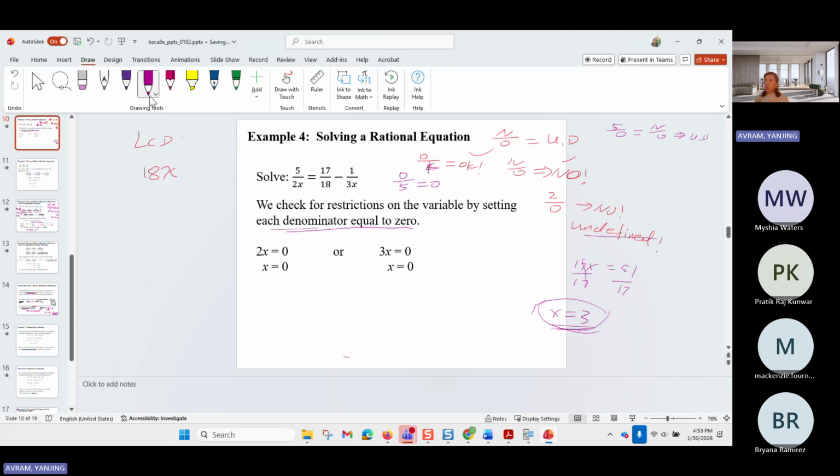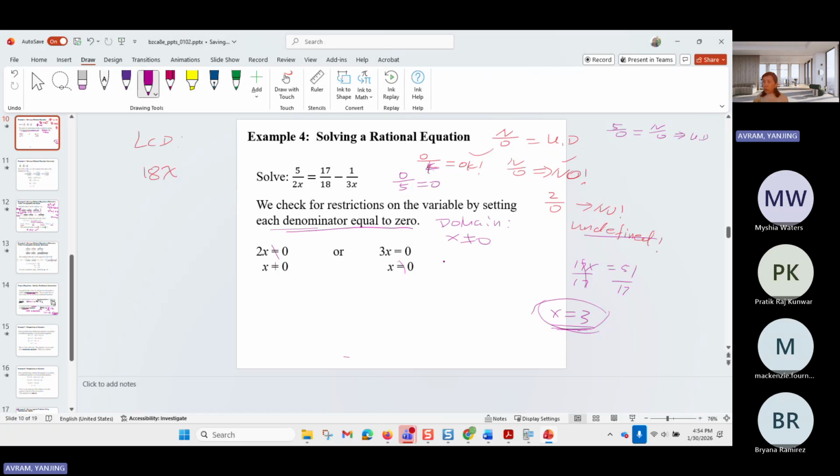So that means when we solve this whole thing here, we want to make sure the denominator cannot be 0. So 2x cannot be 0. If you solve, x cannot be 0. 3x equal to 0, x will be 0. So x cannot be 0, right? The domain is the x values you can have. The domain here is x can be anything, but x cannot be 0.